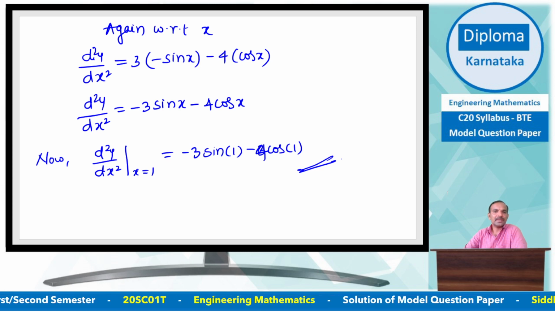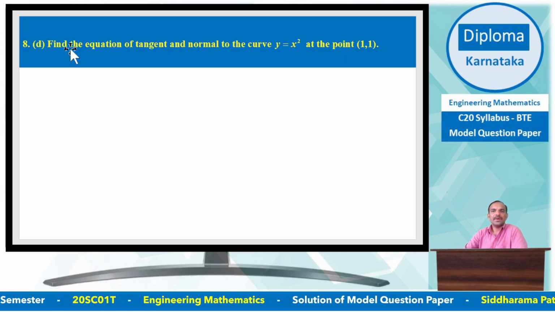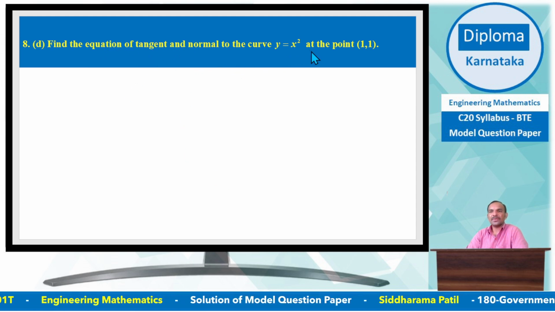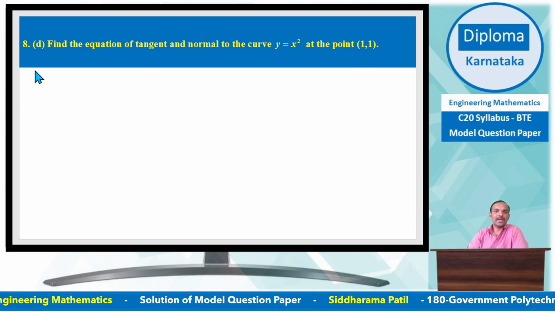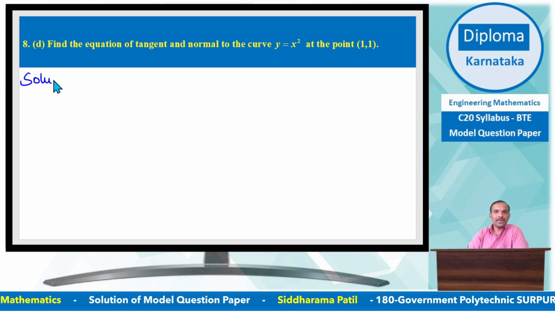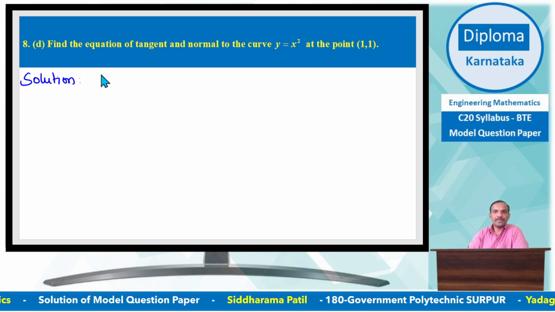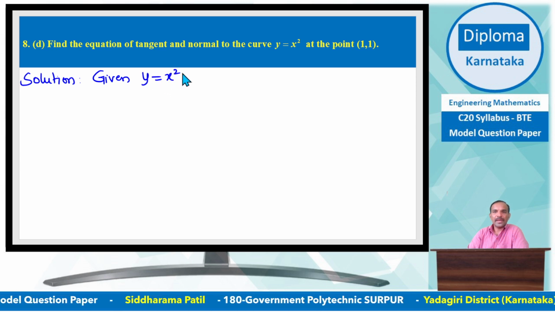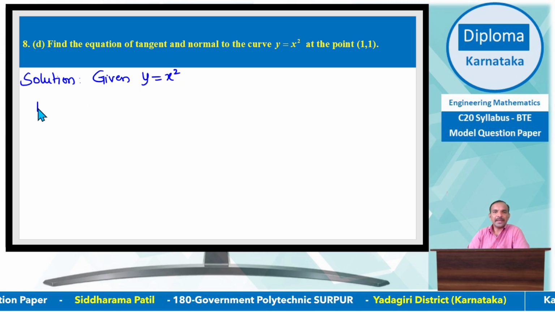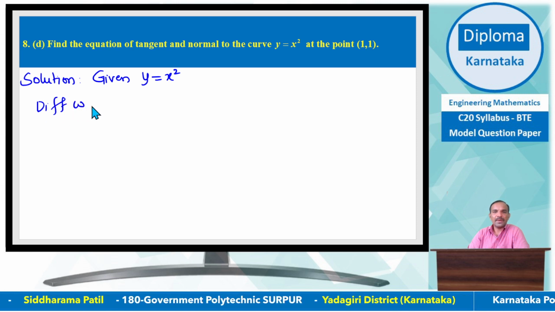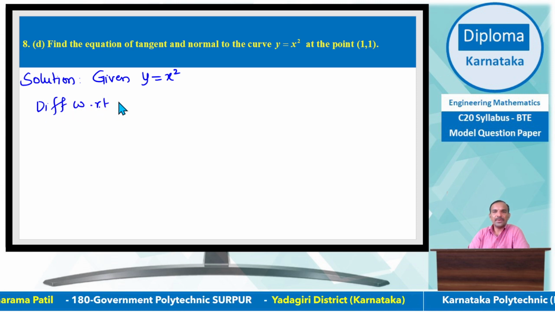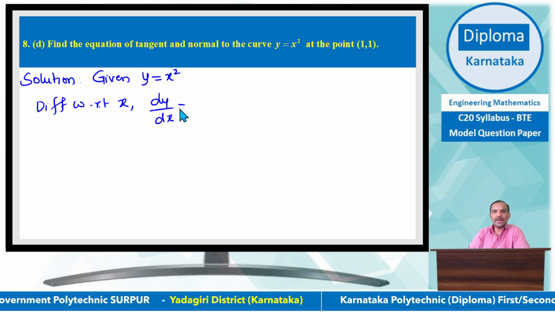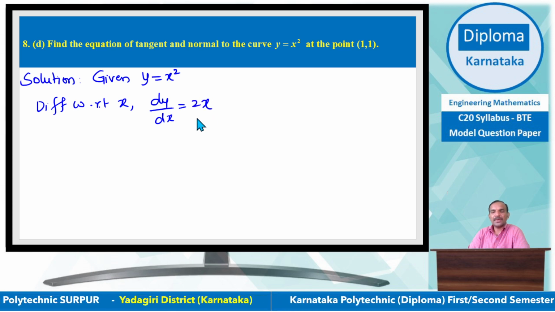Next, the last question of this section: find the equation of tangent and normal to the curve y equal to x square at the point 1 comma 1. Solution, given y equal to x square. First you have to find dy by dx. Differentiating with respect to x, y differentiation is dy by dx, x square differentiation is 2x.